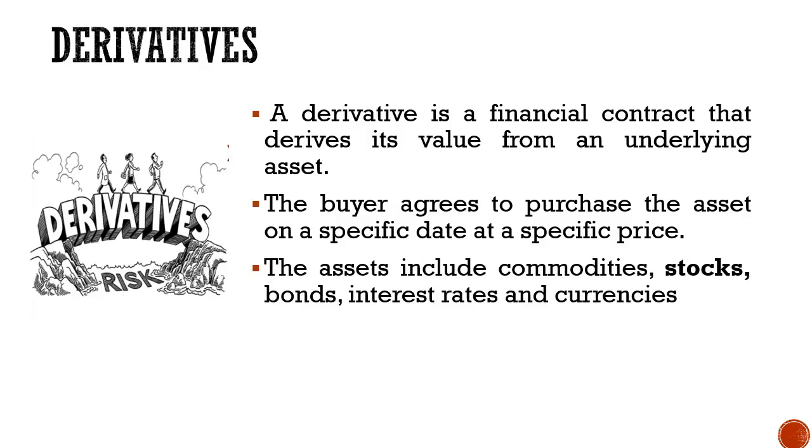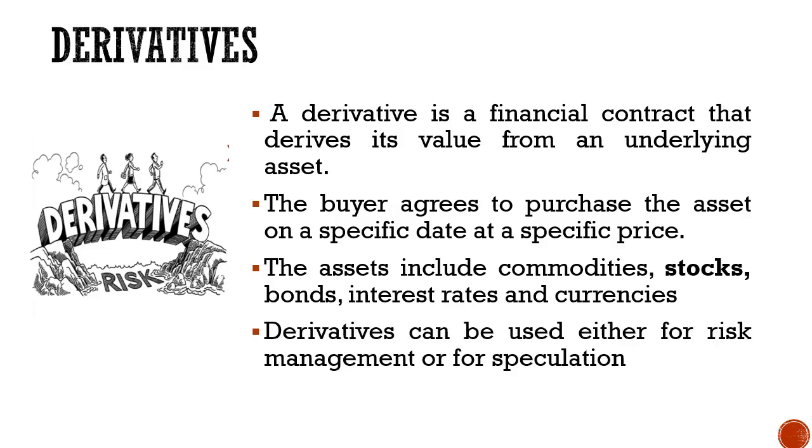Now when we are talking about the underlying assets, what are these assets and what does it include? The assets include commodities. Commodities can be in the form of oil, gold, silver, then stocks, bonds, interest rate and currency. So when we talk about underlying asset, we are covering up all the types of commodities, all kinds of stocks, all kinds of bonds, interest rates and currencies.